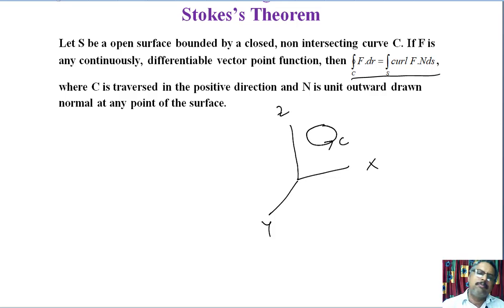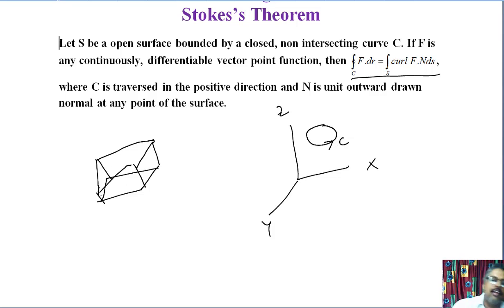So what is an open surface? A very simple example: suppose you take one box whose top is open, then what is the shape? This box contains a total of 5 surfaces, but the top is open, and it is bounded by a closed curve, this closed curve edge.